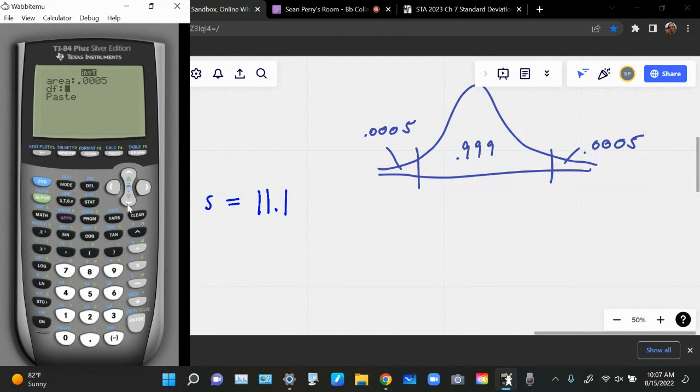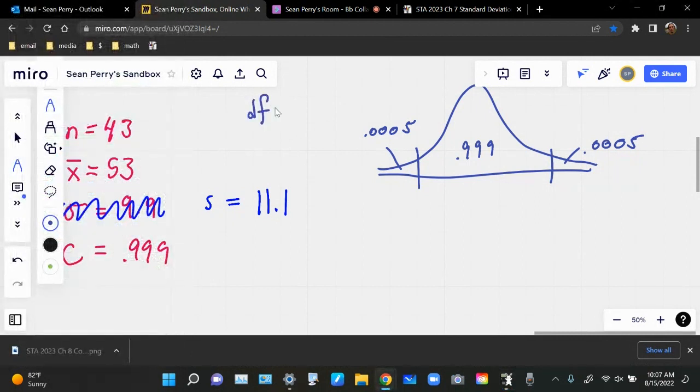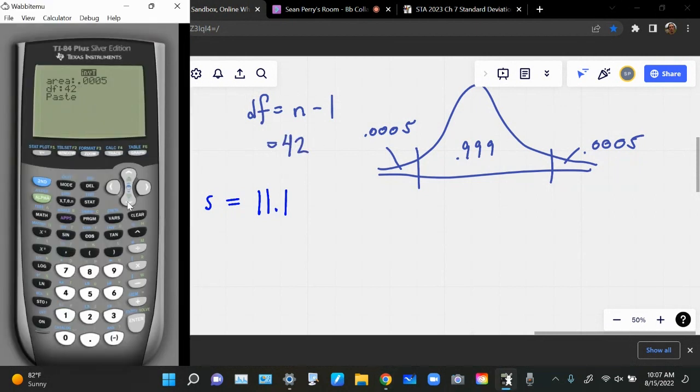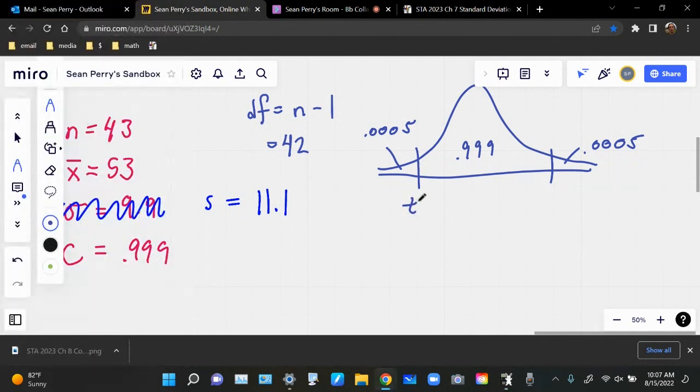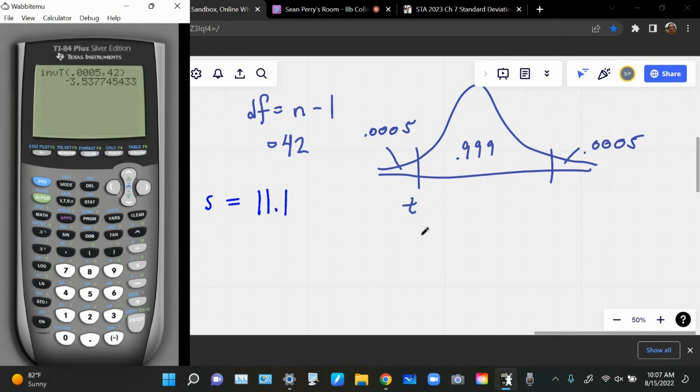Notice they're asking us for another parameter, the degrees of freedom. The only thing you need to know about degrees of freedom right now is that it's equal to n-1 in this problem. So we're going to put the number 42 here. Again, that's just your sample size minus 1. And this gives us this t-score here, off by a sign, of course. Right, these are going to be my negative t down here and my positive t up here.